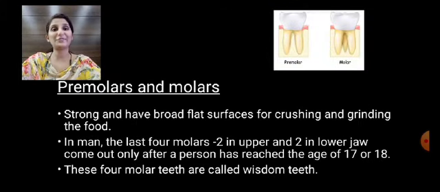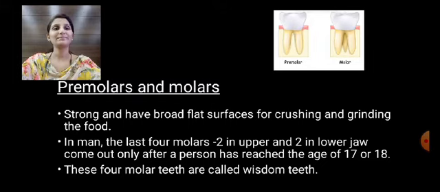Next, the last type of teeth, premolars and molars. They are very strong. They have broad and flat surfaces which are used for crushing and grinding the food. We can see in this picture the premolars and the molars which have broad and flat surfaces used for crushing and also for grinding the food.